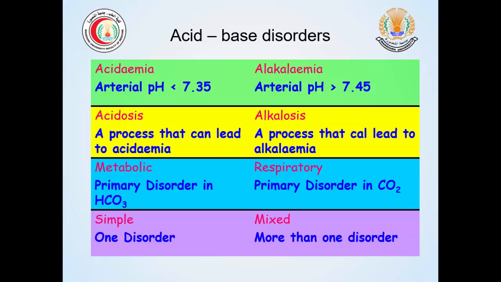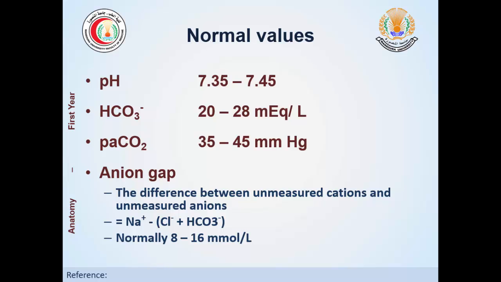More than one disorder, okay? So you have to know the normal value in order to know the abnormal. As we said before, the pH normal range is from 7.35 to 7.45. The bicarb is from 20 to 28 milliequivalent per liter, and the PCO2 is from 35 to 45 millimeters mercury.